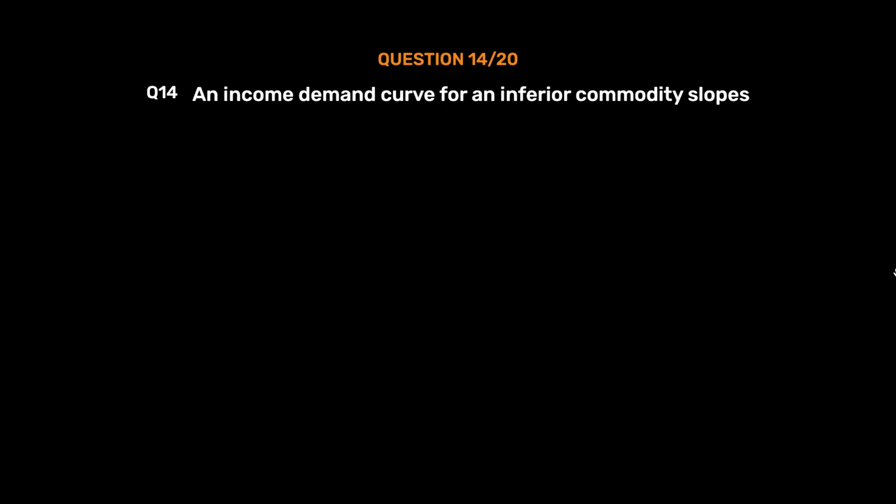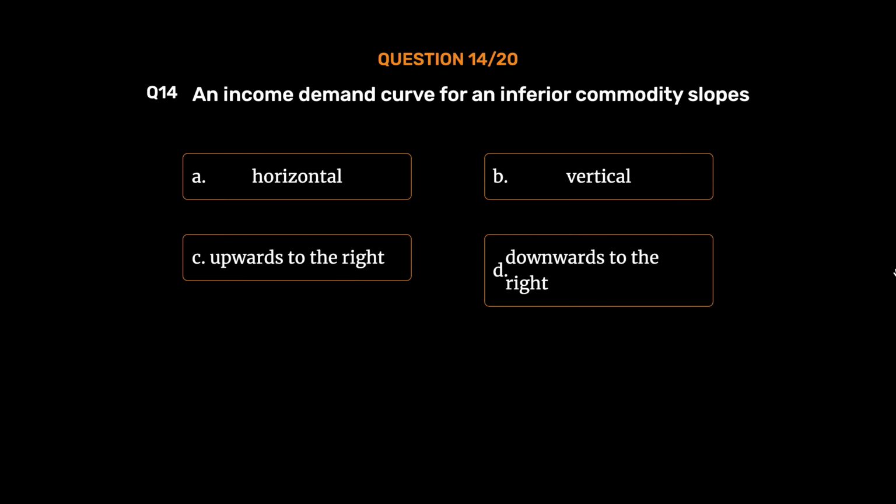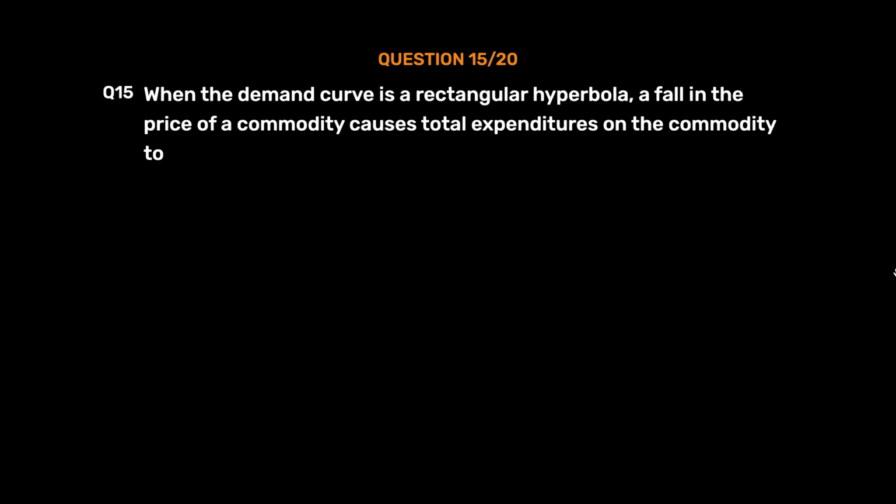Question number 14. An income-demand curve for an inferior commodity slopes Option A, horizontal. Option B, vertical. Option C, upwards to the right. Option D, downwards to the right. The correct answer is Option C, upwards to the right.